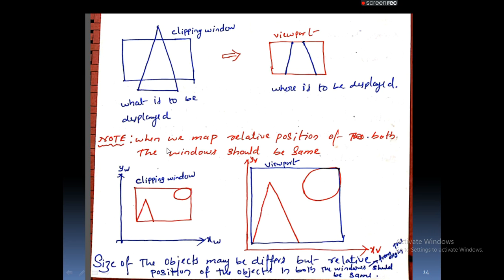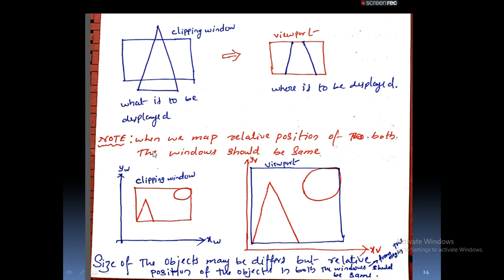So when you map the clipping window to the viewport, whatever part of the object lies inside the clipping window, no doubt the same content has to be present in the viewport, and the content of the viewport is translated to the screen for displaying purposes. But I have written one note clearly here.